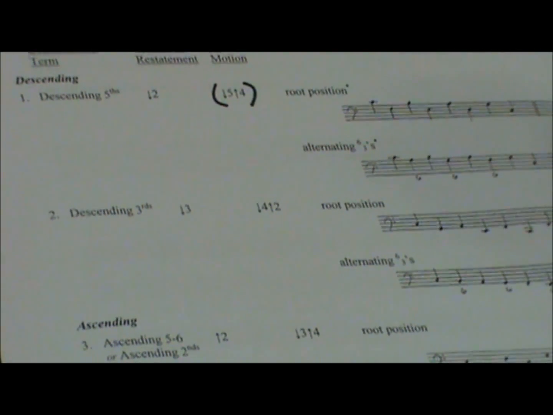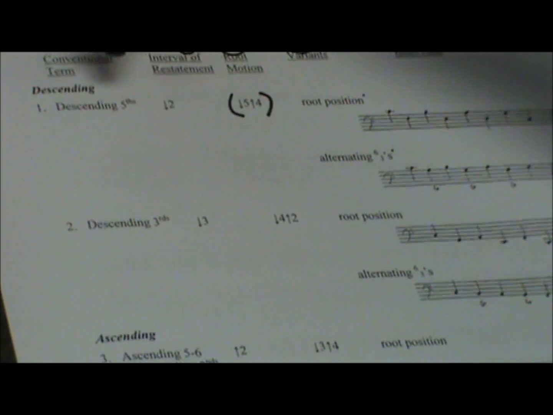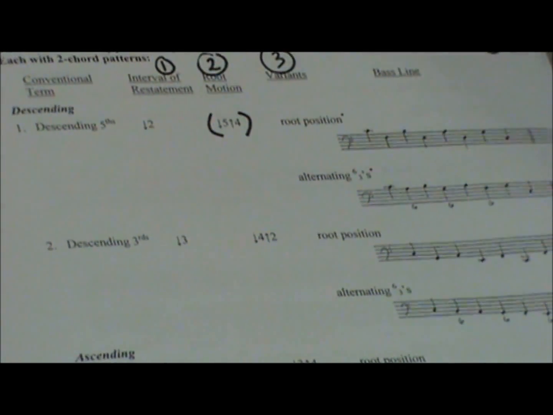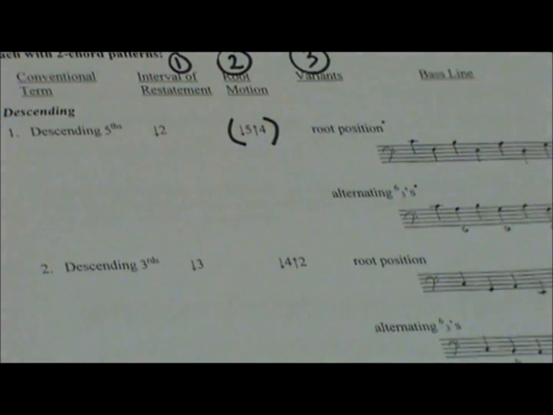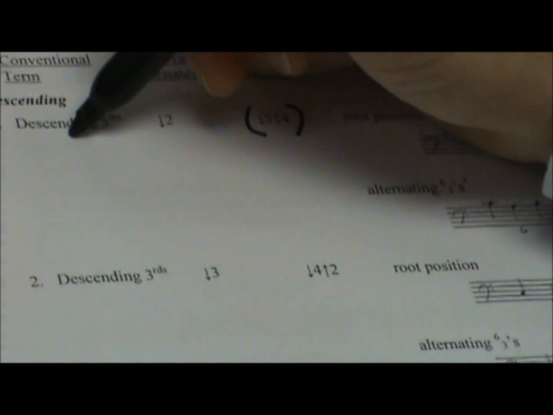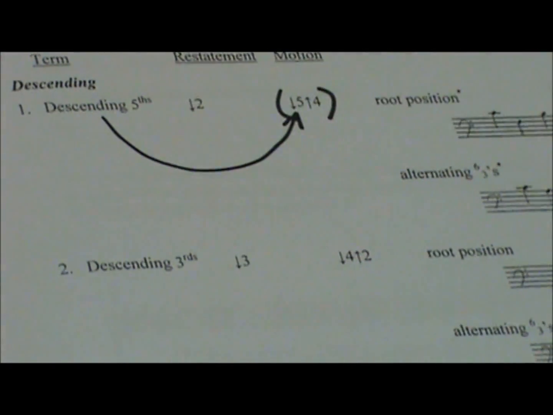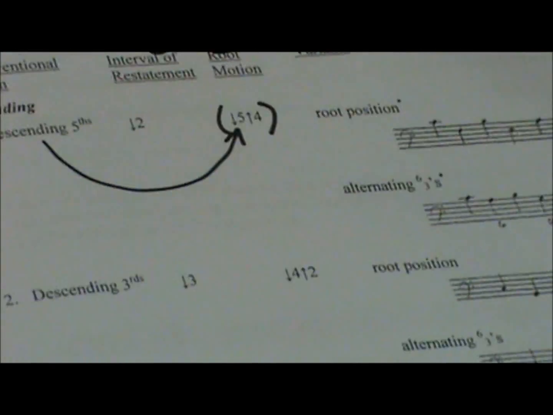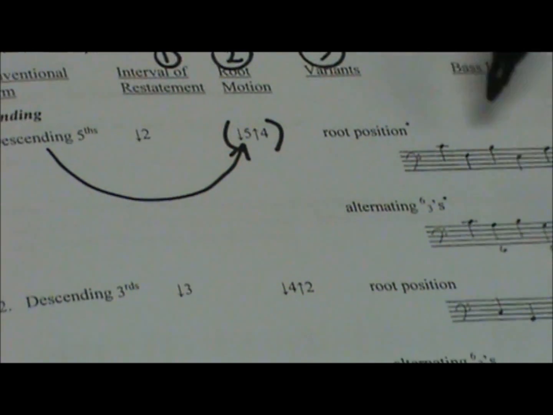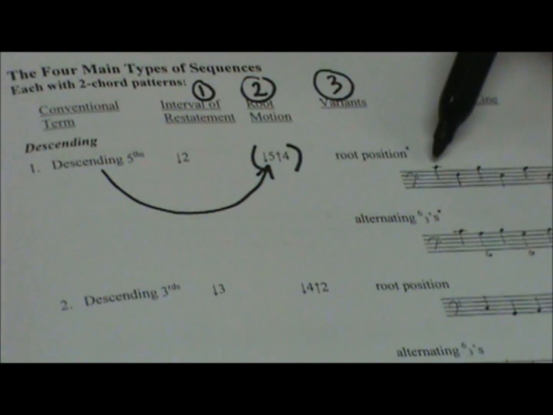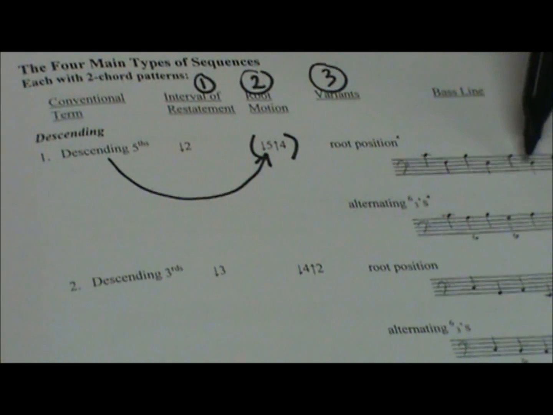Let's look now at descending fifths. The conventional term is descending fifths, and notice where they get that label. It's actually the root motion right there that gives it its label. So here, let's take a look at the bass line and we'll work backwards. This is root position, so we're getting every root as a bass note.